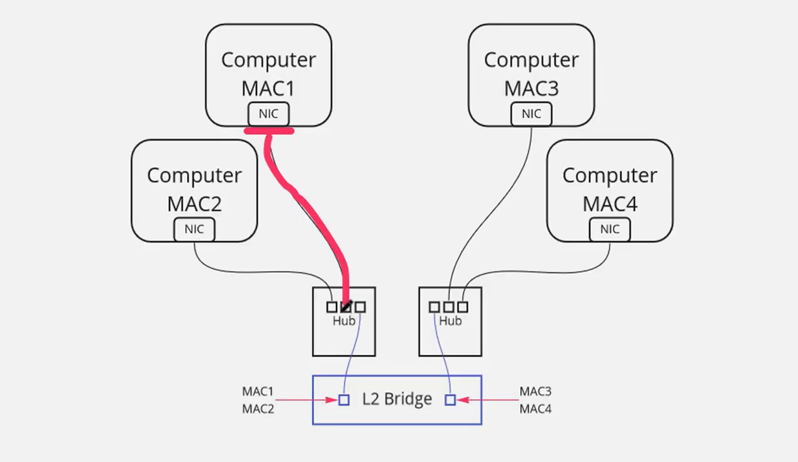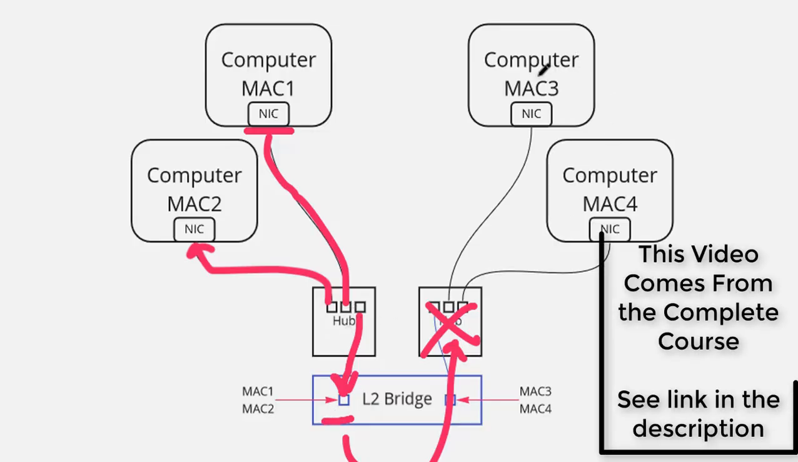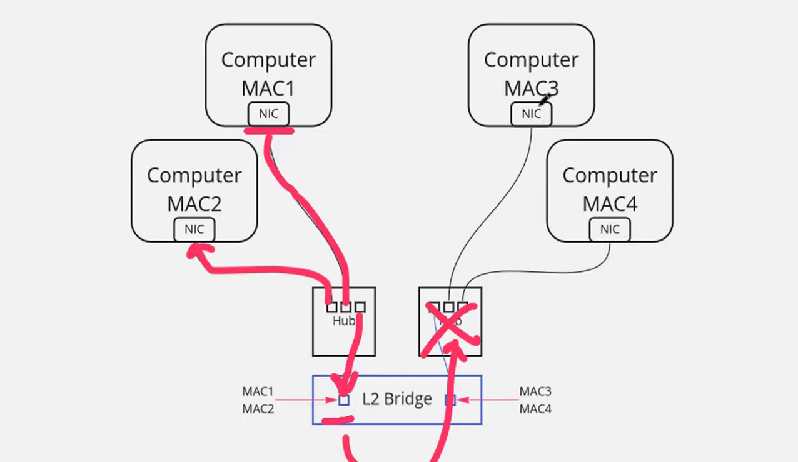That's going to be flooded out all of the ports on the hub. So it's going to be flooded to this port, but it's also going to get flooded to the layer 2 bridge. The layer 2 bridge is going to say, oh, this is destined for MAC 2. There's no need for me to forward this to the other hub because MAC 2 exists on this particular port. So now we have eliminated that traffic from hitting these other computers.